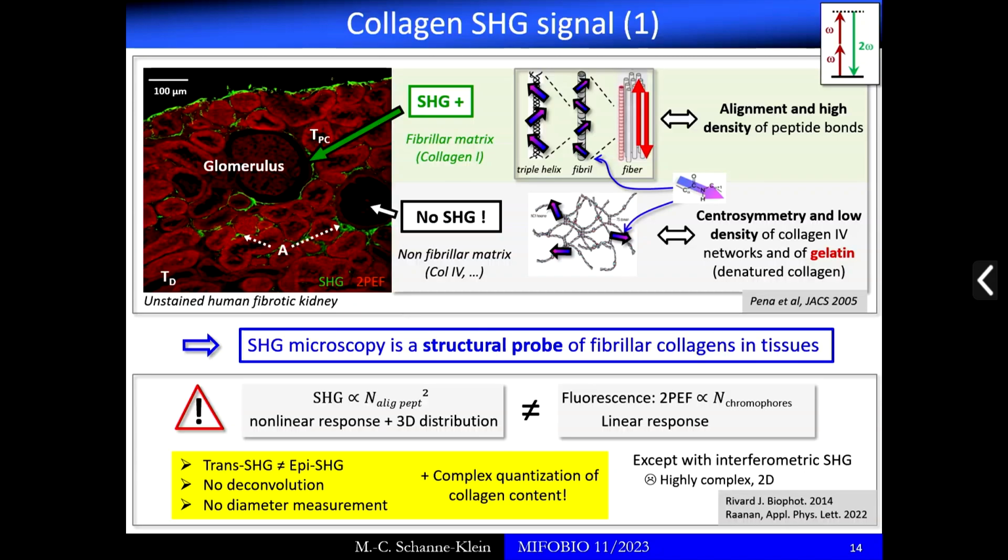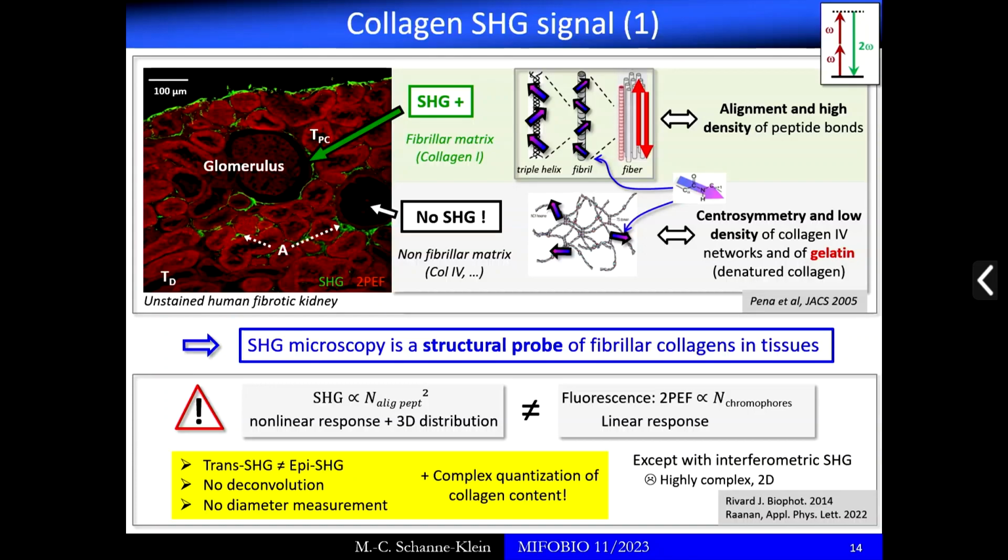So it's really complex, and the only way to perform deconvolution or to have more information is to measure the phase of the signal by doing interferometric second harmonic generation.